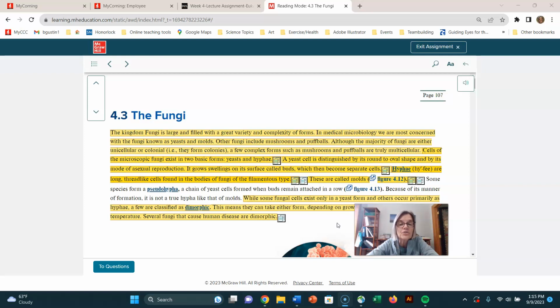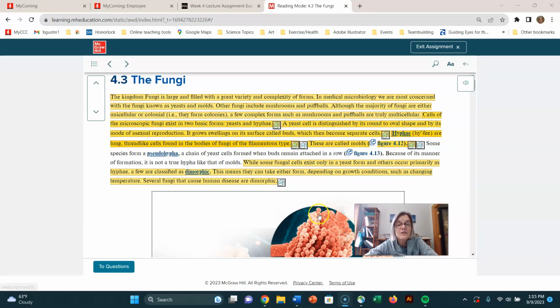It's called ergosterol. The reason I mention things like chitin and ergosterol is that when we're looking for drugs to treat fungal infections, we have to find things that are unique in the fungi. So there are drugs that target their cell membranes, and there are drugs that target the synthesis of chitin that can be used to treat infections in humans.